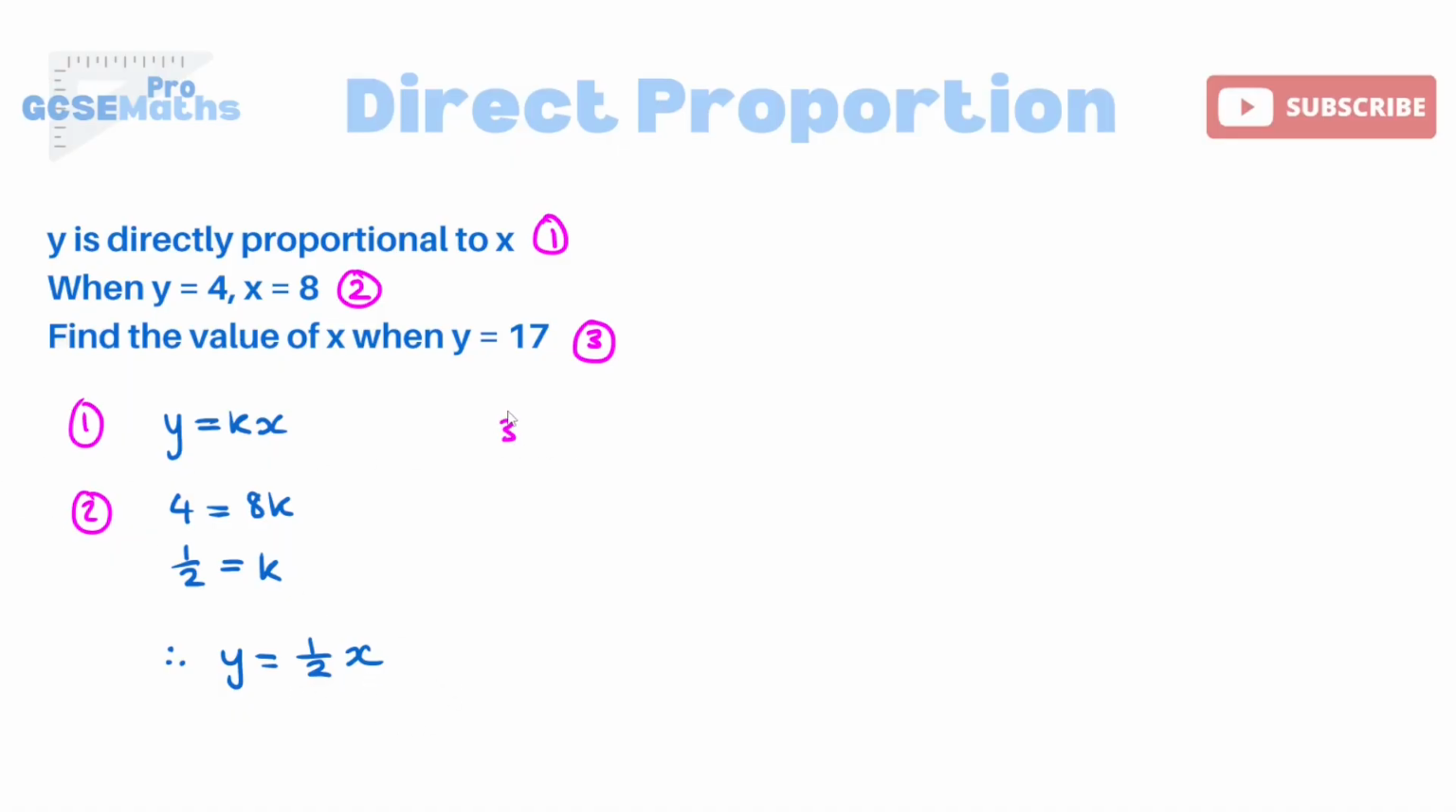And then step 3, answer the actual question. So find the value of x when y is 17. So obviously I will substitute in 17 where the y is, equals a half x, and now I just need to solve this for x. So in this case, you can either divide by a half or you can times by 2. So either way, you should get x is 34. It's really as straightforward as that. 3 steps, remember the correct formula to start with, and you'll be good to go.